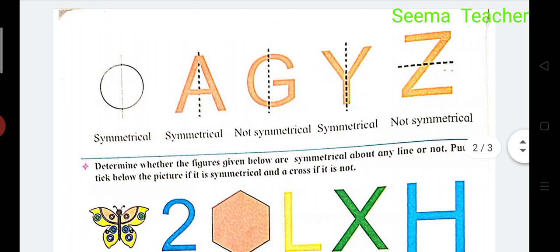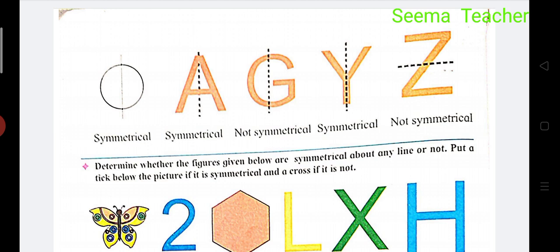So look here. Again, there is a circle given, so it is symmetrical. Then the alphabet A with its dotted symmetric axis is also symmetrical. Letter G is not symmetrical. Letter Y is symmetrical. If you draw this Y, cut it and fold it, then it is symmetrical. Letter Z is not symmetrical.